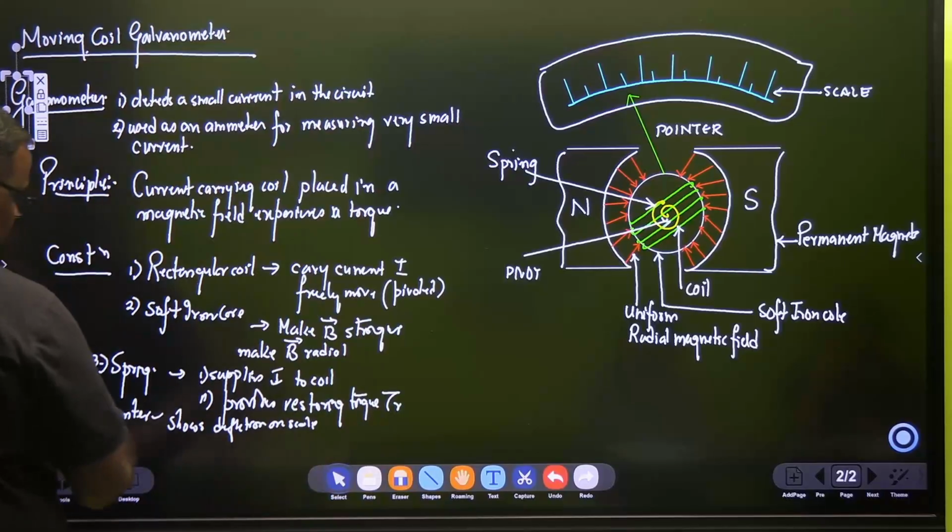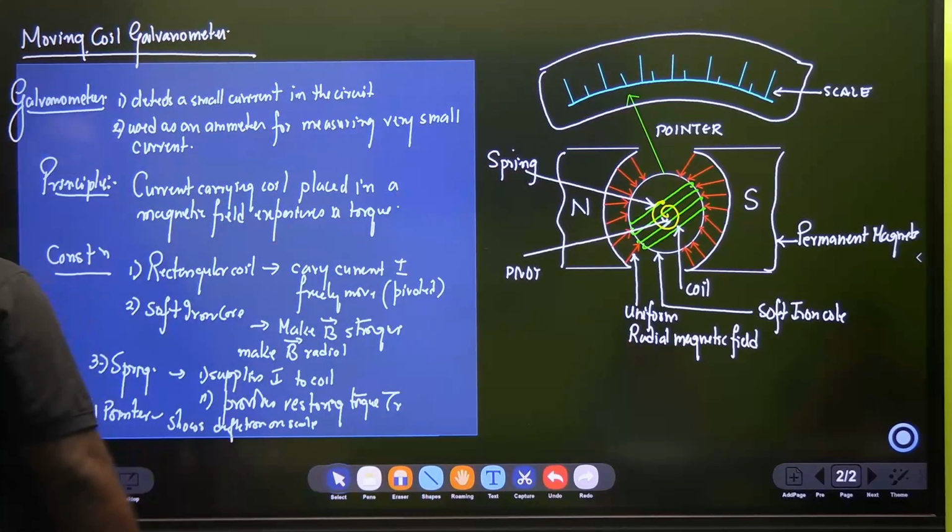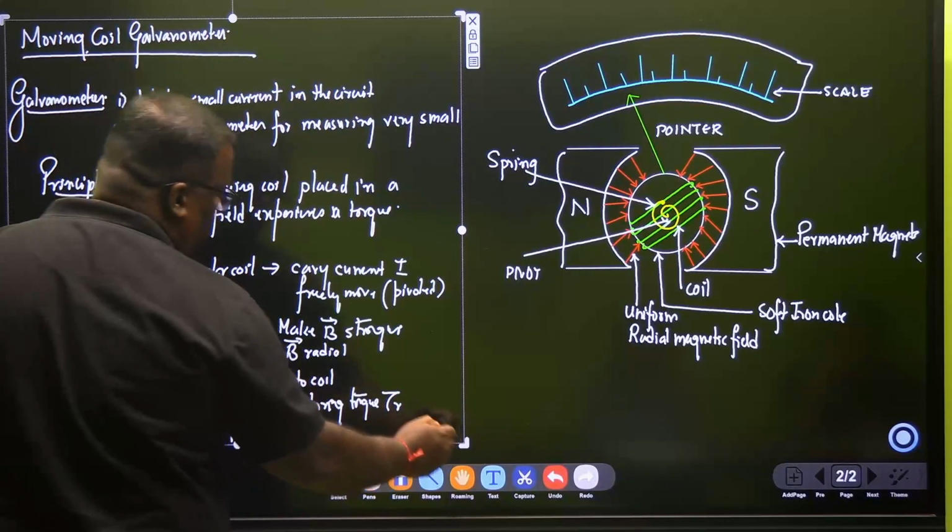Okay? चलते हैं. So this part is done, construction and all about the galvanometer. We are done.